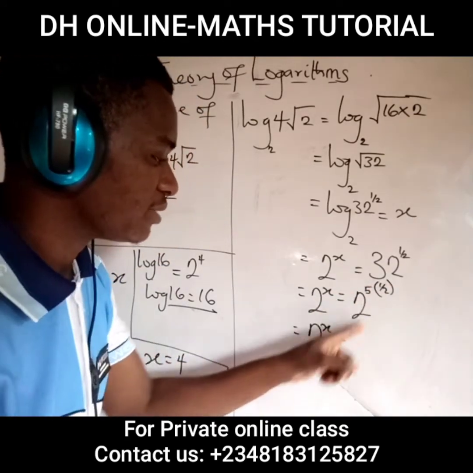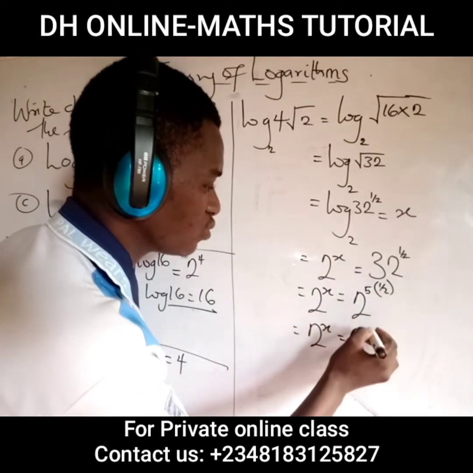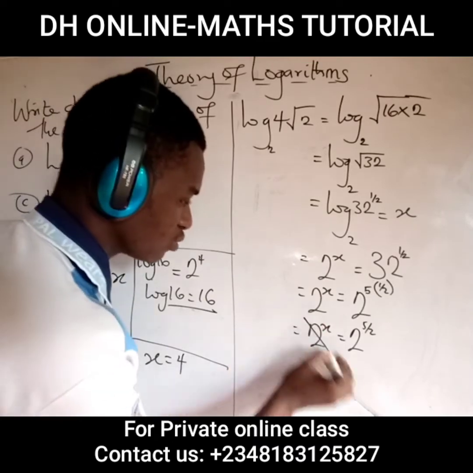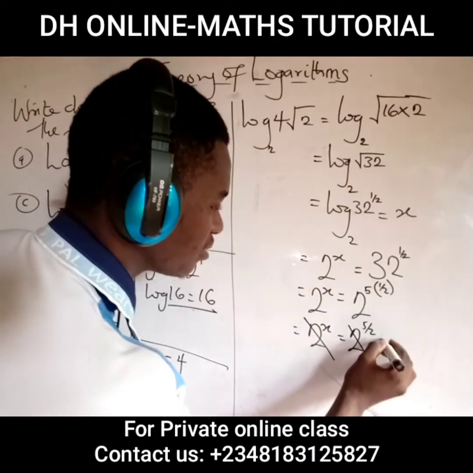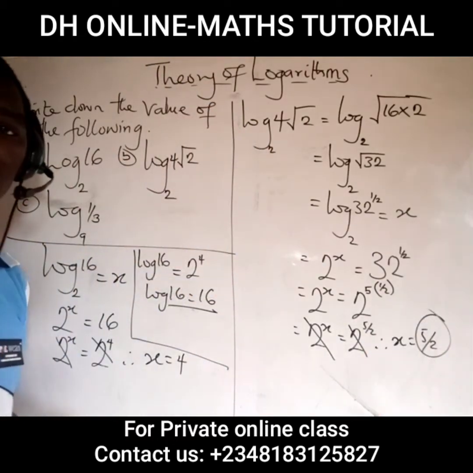So the next one, say 2 to the power of x and 5 times 1. I multiply the power, multiply power. 5 times 1 over 2 is giving me 5 over 2. So you can see I'm having the same base. So it has been eliminated. My answer here now is therefore x is equal to 5 over 2. So that is our answer for that.